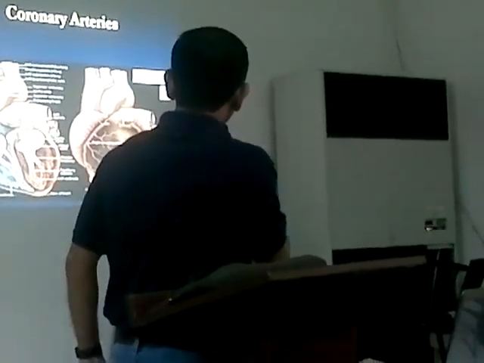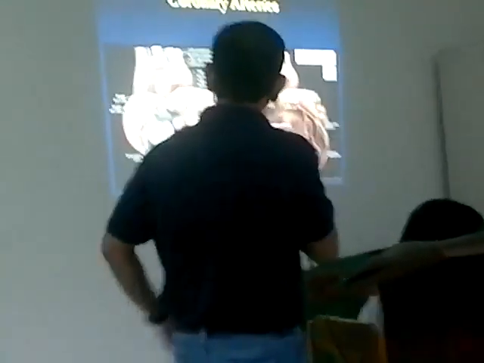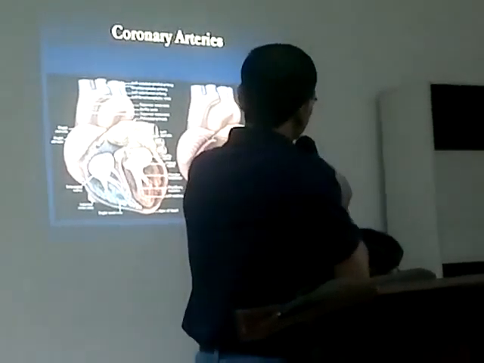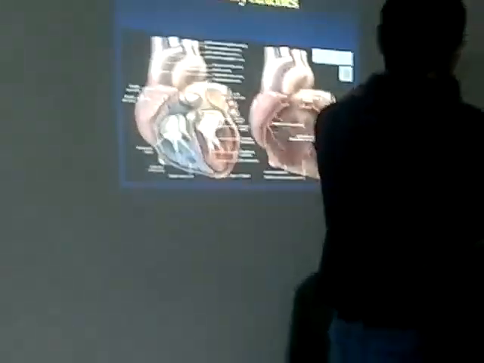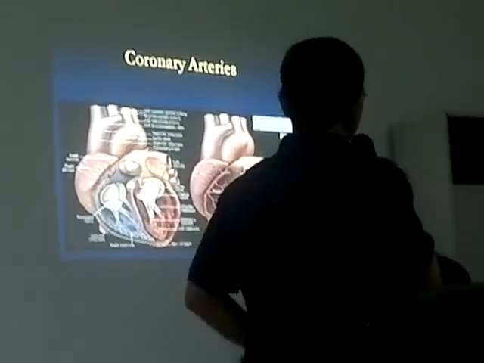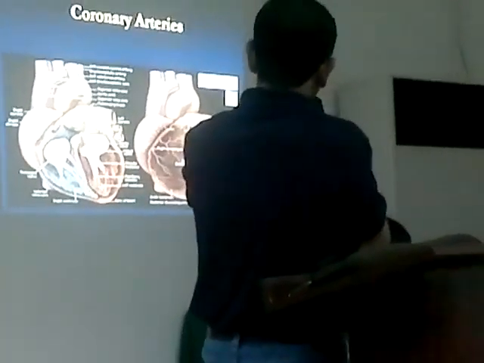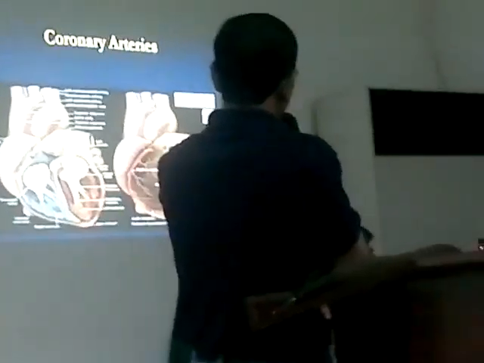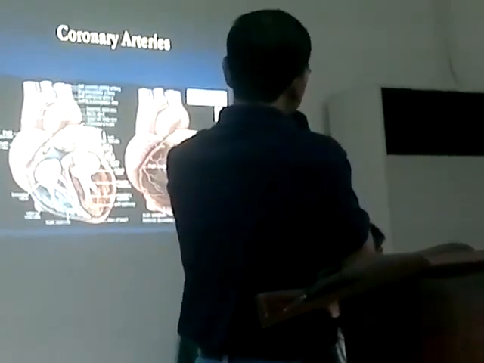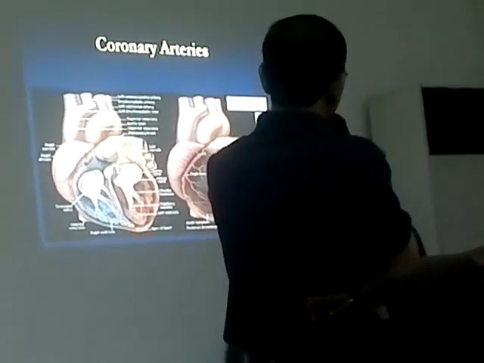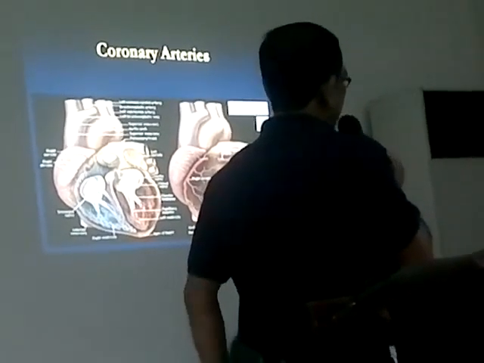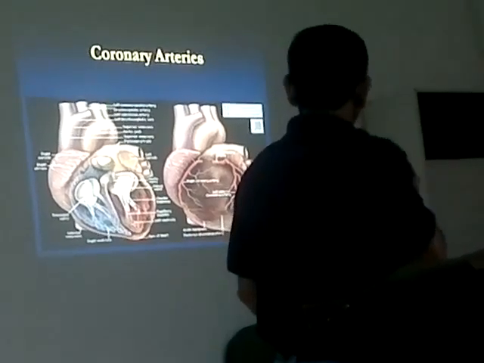So this is the normal coronary artery anatomy. The left coronary artery and the right coronary artery arise from the base of the aorta. The left coronary artery divides into the circumflex and the anterior descending, and the right coronary artery goes to the posterior and inferior portion of the heart.